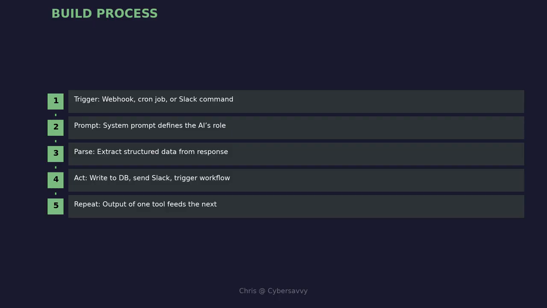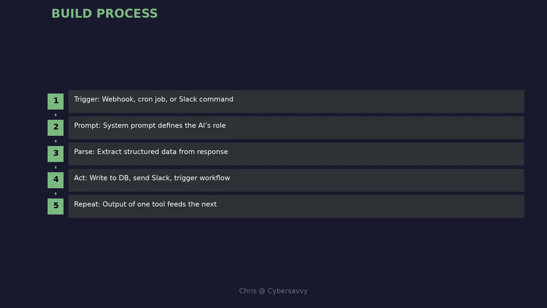Step 2. Prompt. Your code constructs a system prompt and a user prompt, sends them to the API, and receives the response. This is where tool design happens. The system prompt defines the AI's role, constraints, and output format. The user prompt contains the actual data to process. Step 3. Parse. You take the AI response and extract structured data from it, then do something with it. Write to a database, send a Slack message, update a spreadsheet, trigger another workflow.